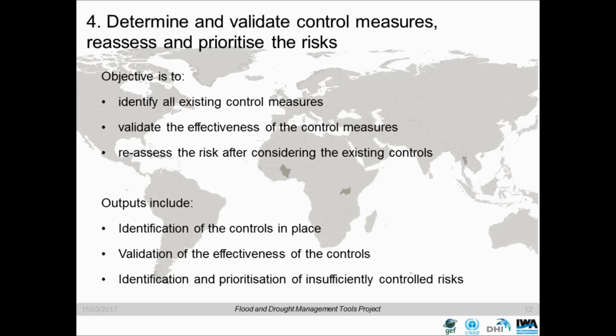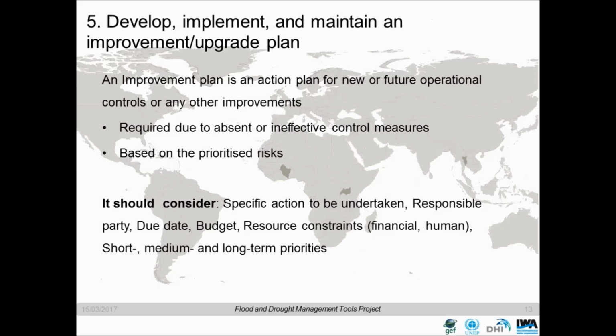What we get from this step is an identification of the controls in place, a validation of the effectiveness of the controls, and also the identification and prioritization of insufficiently controlled risks.